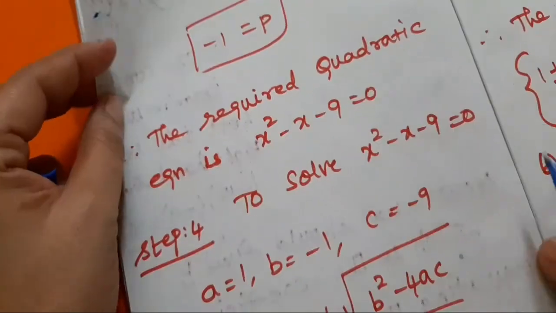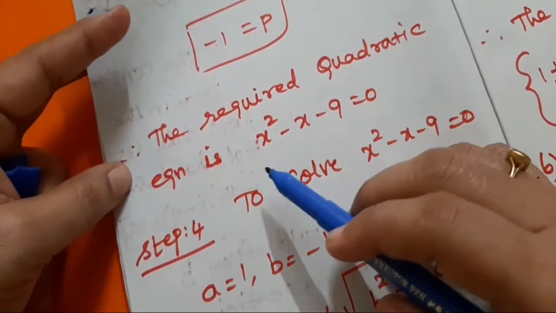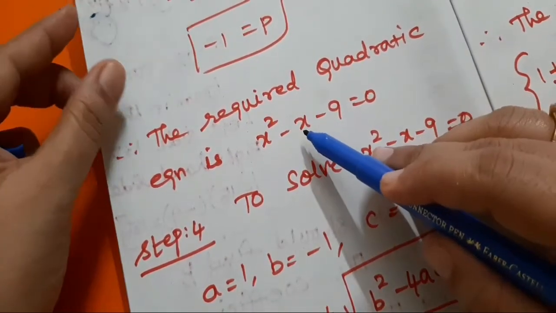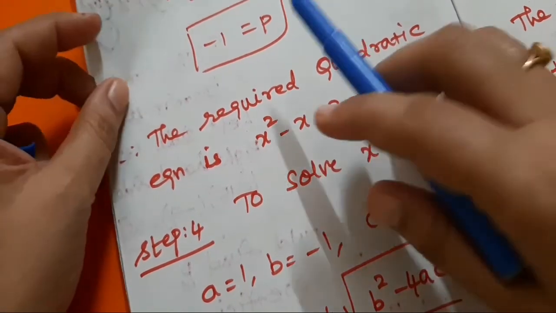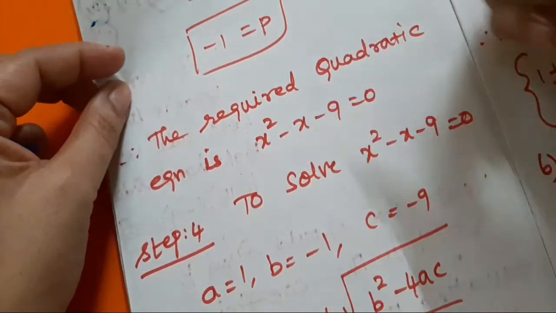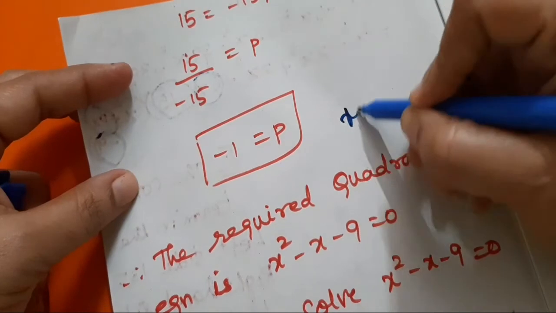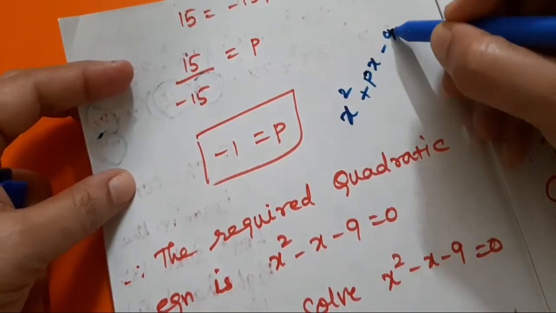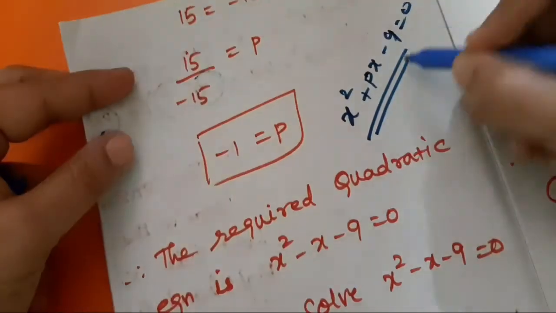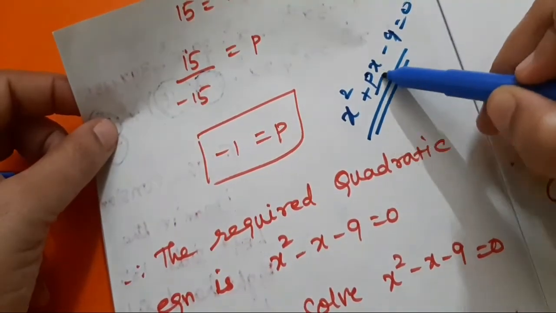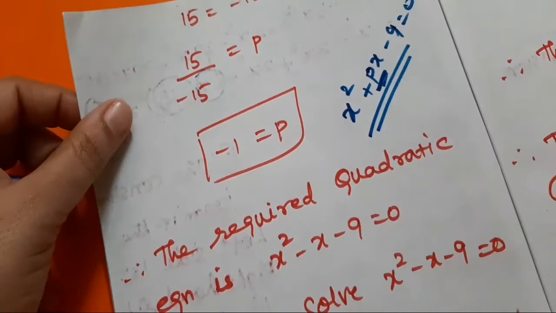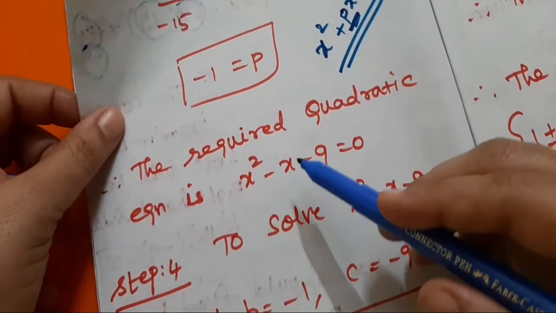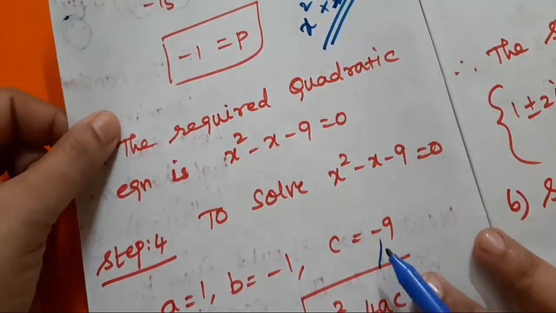So the required quadratic equation is x square minus x, that is the p answer. My quadratic equation is x square plus px minus 9 is equal to 0. Okay, this p answer is minus 1. So x square minus x minus 9 is equal to 0.